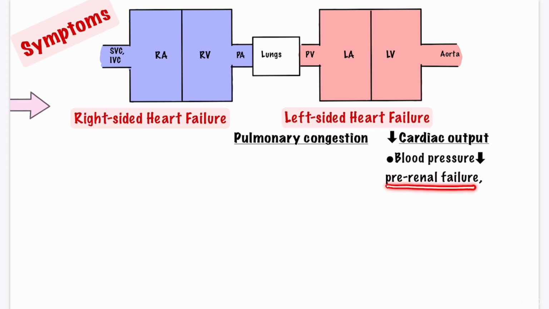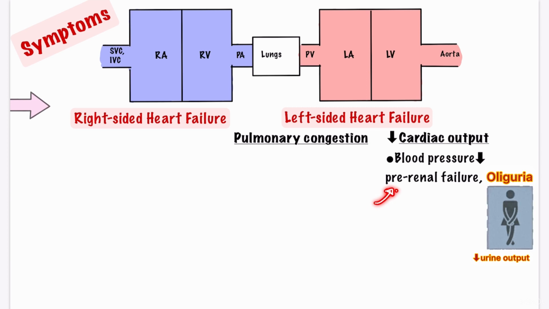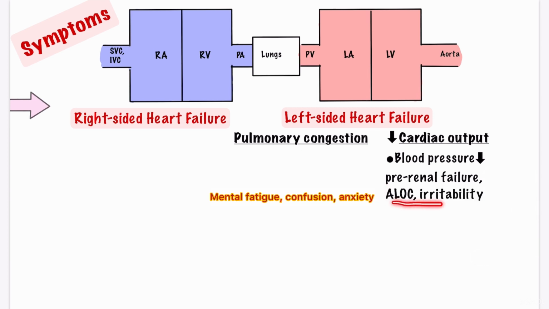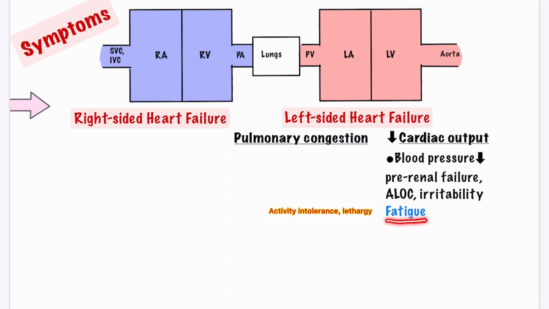Reduced perfusion in the kidney may lead to pre-renal failure and thus results in a decline in urine output, oliguria, with subsequent fluid retention. Also, inadequate perfusion of the brain may lead to altered level of consciousness, irritability, mental fatigue, confusion, and anxiety. And also because of inadequate perfusion of your whole body, you may encounter fatigue, activity intolerance, and lethargy. And because of the strain on the left ventricle, there will be hypertrophy in the long term.